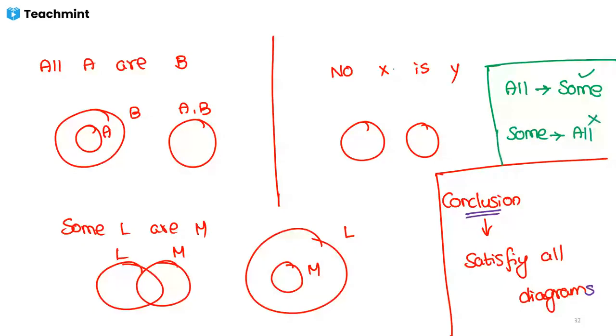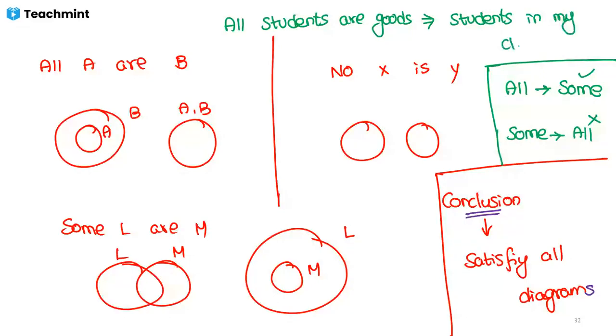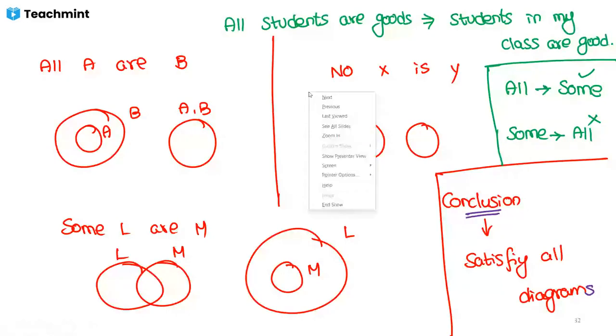Meaning, all students are good. If I know all students are good, I can say students in my class are good. This is acceptable. But if students in my class are good, it does not mean that all students are good. The vice versa is not correct. I know only a few people in my class, so I cannot say all students are good. That's why some to all is not acceptable. All to some is okay.